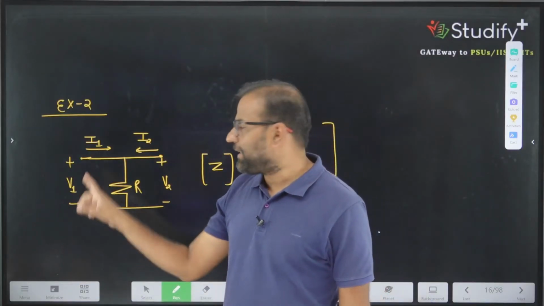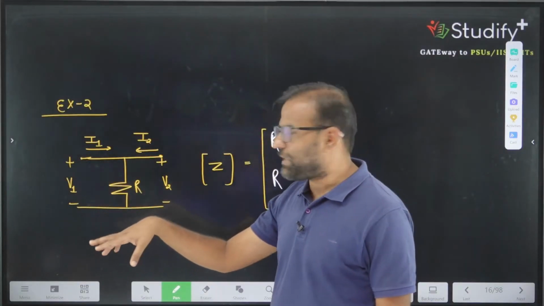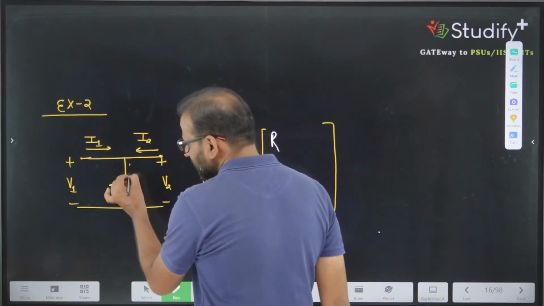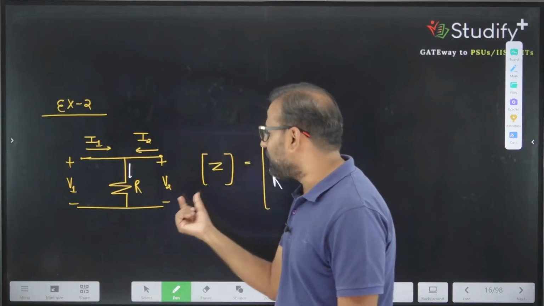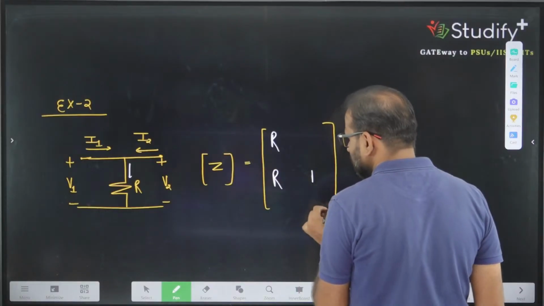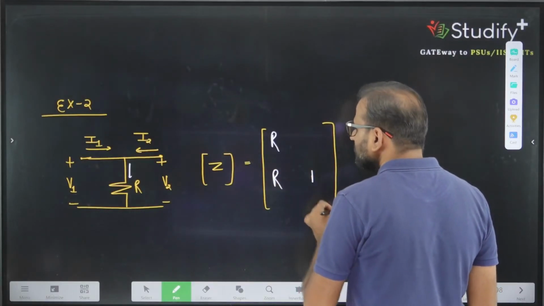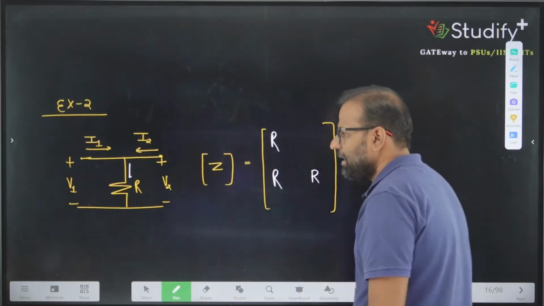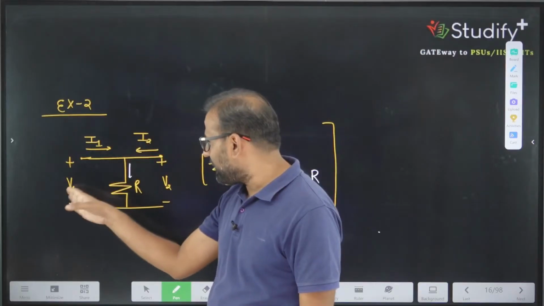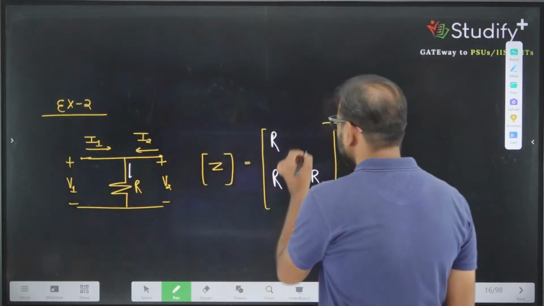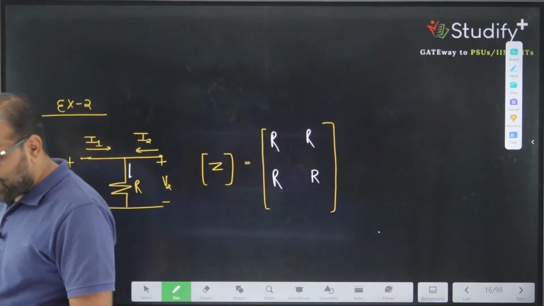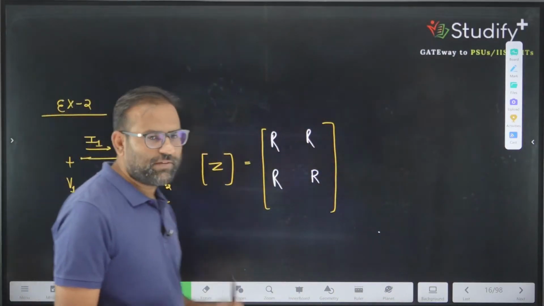If you make I1 equal to 0, the only current going inside the resistor is I2. So what is V2 equal to? V2 equals I2 into R. So you can write this parameter as R. And what is the value of V1? V1 is equivalent to I2 into R. So this parameter is also R. This is the Z parameter for the resistance available here.